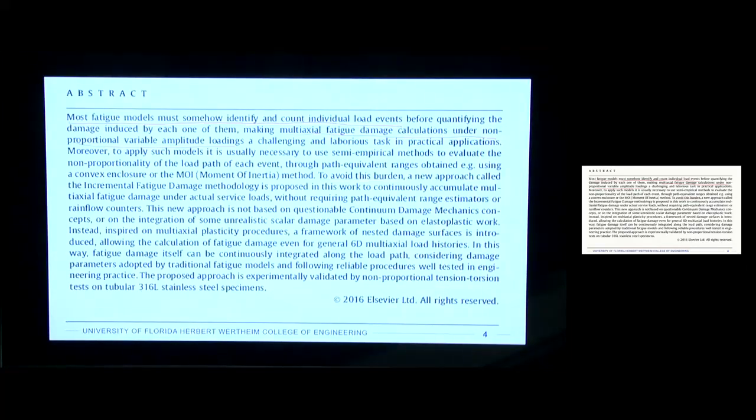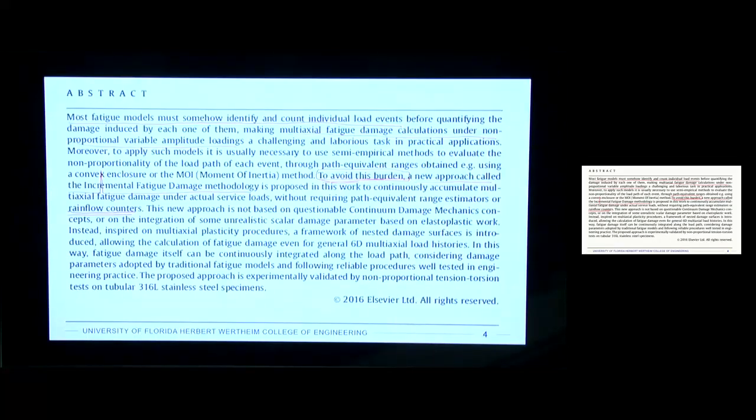To avoid this burden, all right, so this is what these authors are contributing here. A new approach called the incremental fatigue damage methodology is proposed. So that means it's here in this paper. To continuously accumulate multi-axial fatigue damage under actual service loads without requiring path equivalent range estimators or rainflow counters, okay? So they are not looking at a stress amplitude or a strain amplitude and implementing an algorithm to do counting of all of those different loading cycles.